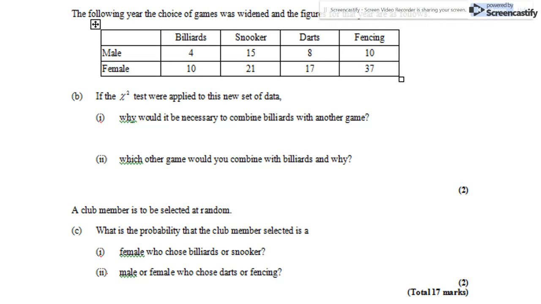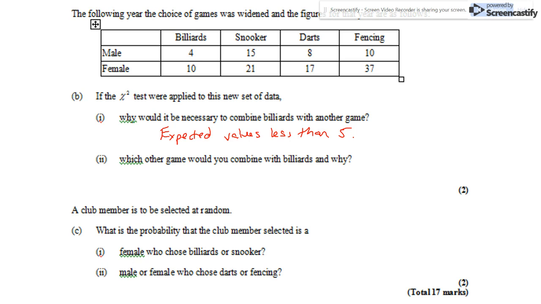In part B, if this chi-square test were applied to a new set of data, why would it be necessary to combine billiards with another game? The issue comes down to expected values. If you get expected values less than 5, that's an issue. And we'll talk more about that later, but that's the main point of that question right there. Which other game would you likely combine it with? That's really kind of opinion. Billiards and snooker are similar games, or if you said billiards and darts, because darts had the next least amount of people, either way, right?